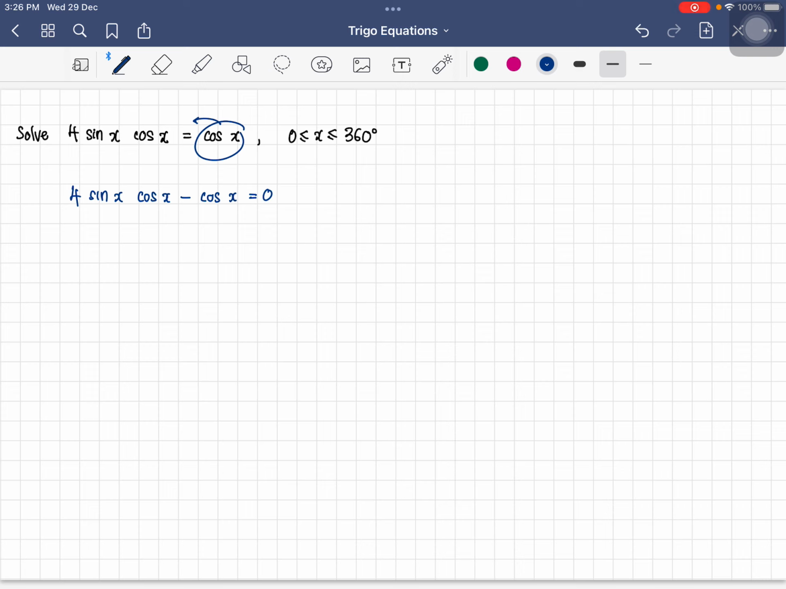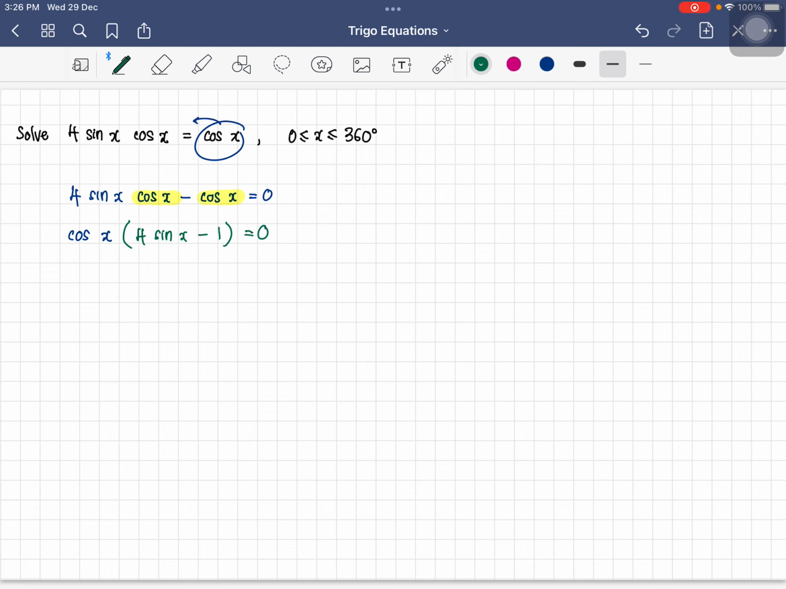Now we try to factorize the cos of x, because both of these terms have cos of x. Therefore, we can factorize cos of x, leaving only 4 sine of x minus 1, since cos of x has been factorized. So this is equal to 0.